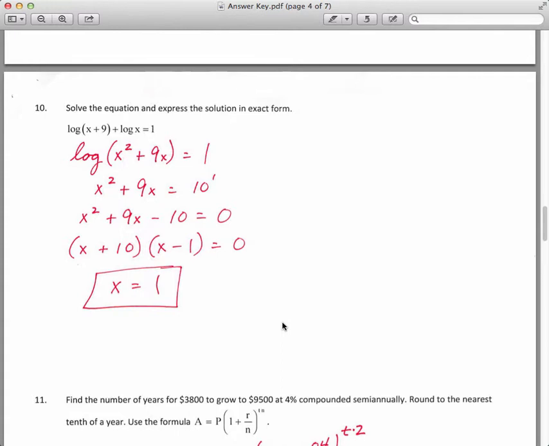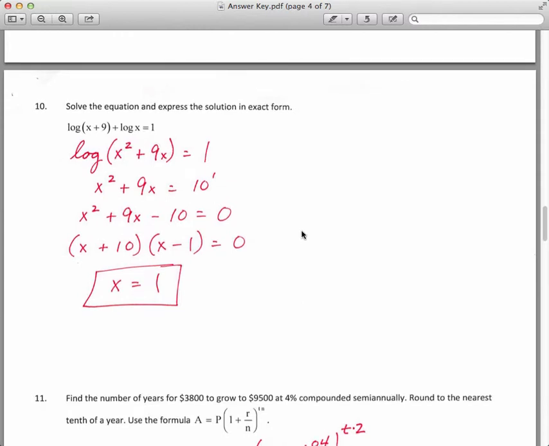Subtract the 10 from both sides and then factor. Now, you might notice I've got x plus 10 there, which if this were just a quadratic equation that we were solving, we'd have a second answer here of x equals negative 10. Well, I didn't bother to write that down on my answer key because x equal negative 10 is outside the domain of the original equation, because we cannot take the logarithm of a negative number, that's undefined. So negative 10 is not a valid answer to this problem. Only the positive 1 is a solution to the original problem.